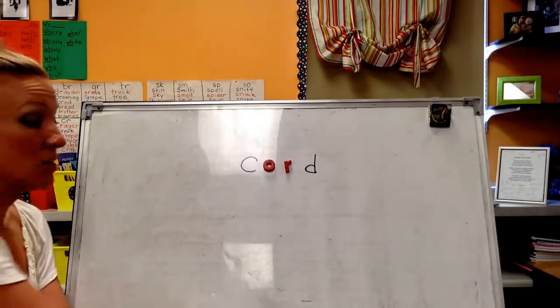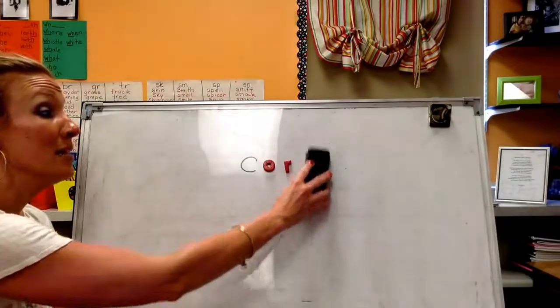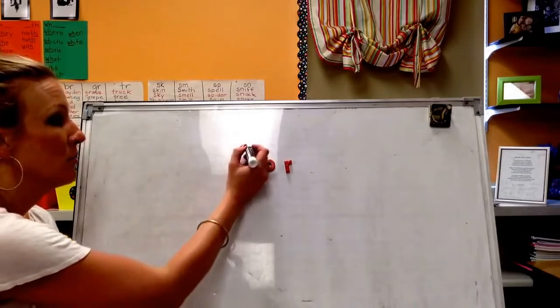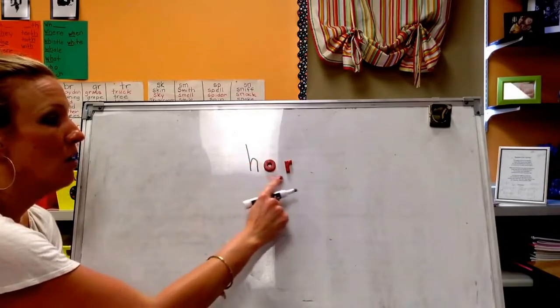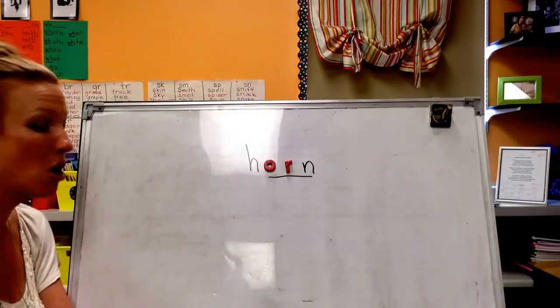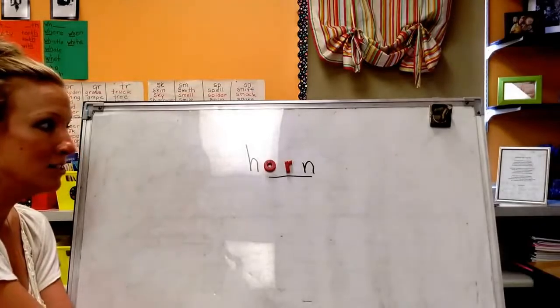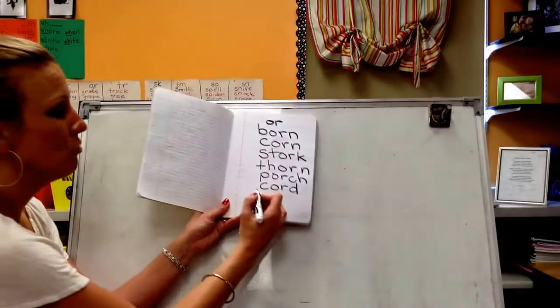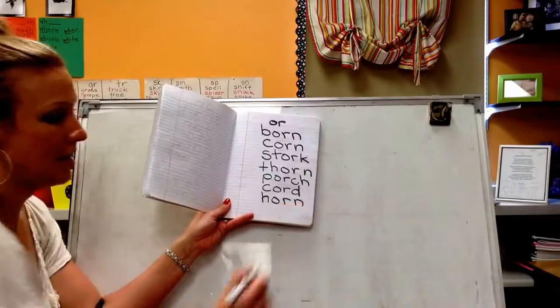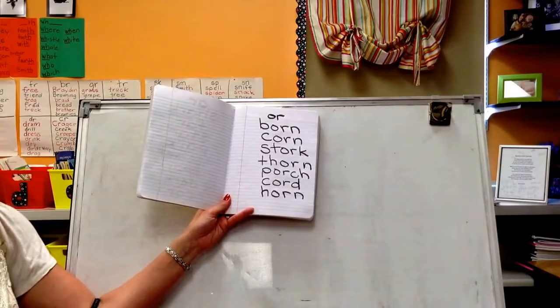Another word that has the or word part in it is the word horn. Horn. So I'm going to put the H first, orn. And then I hear that orn word pattern again, O-R-N. Let's go ahead and write horn in your word study notebook, please. H-O-R-N, horn.